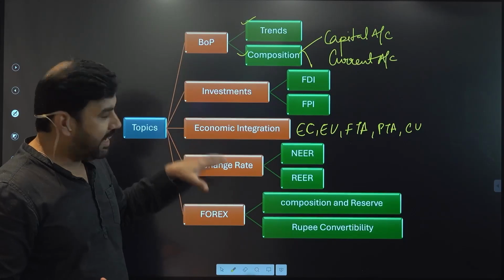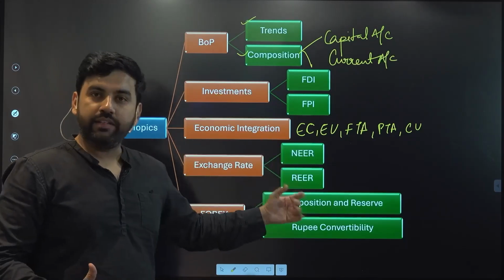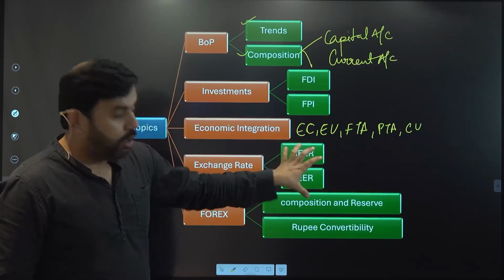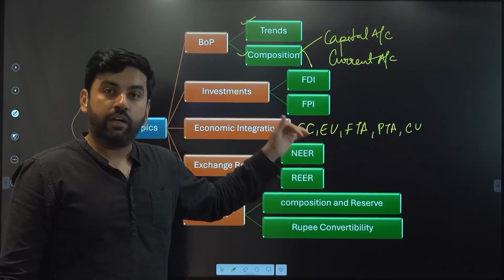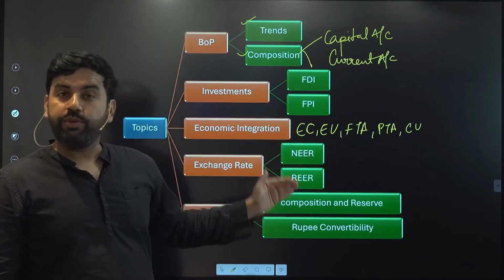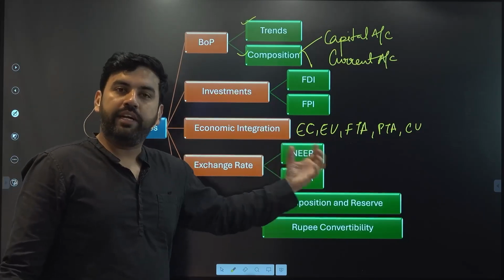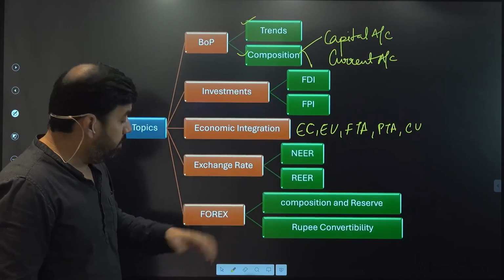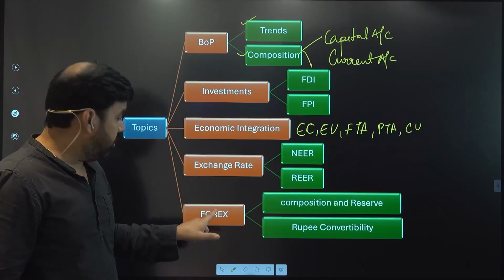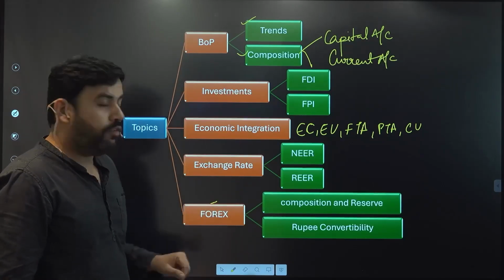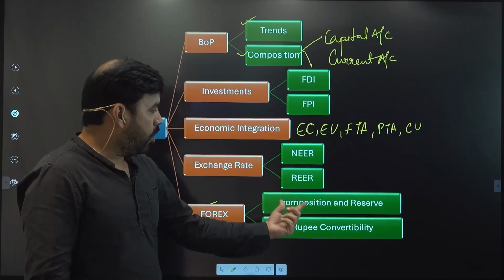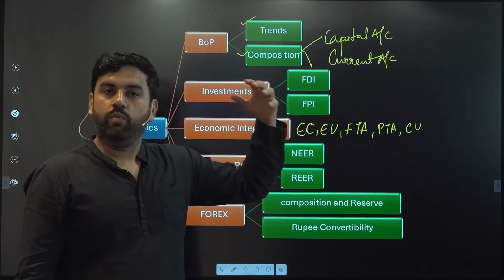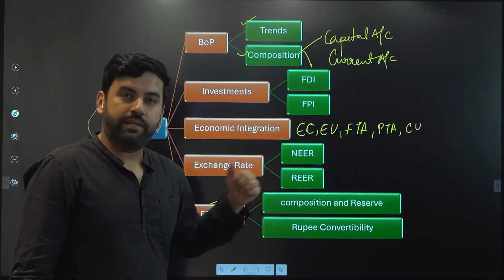Then we will move towards the exchange rate, NEER and REER, that is the nominal and the real effective exchange rate. Because this was asked in the prelims, we'll be covering this in much detail, and because this is also in current affairs, we'll try to connect it with current affairs as well. Then the last topic of the external sector is going to be foreign exchange or forex, composition and the reserves. What are the 4 components of the foreign exchange reserves? What is the present status? How has it been divided?